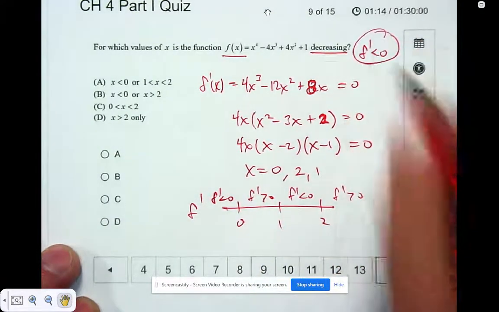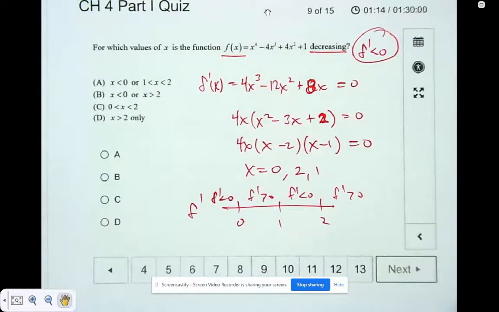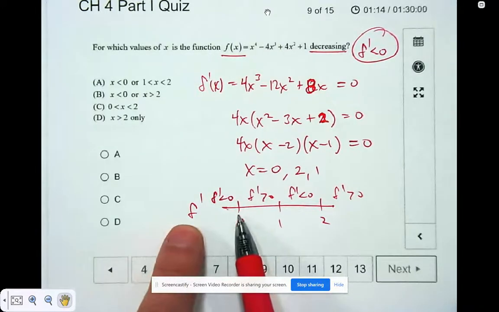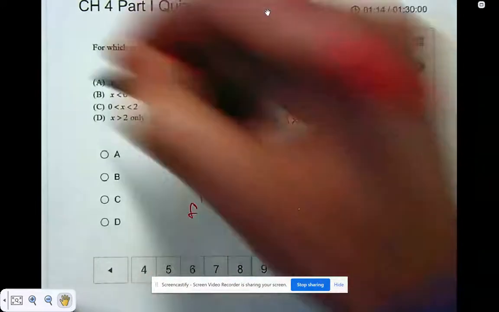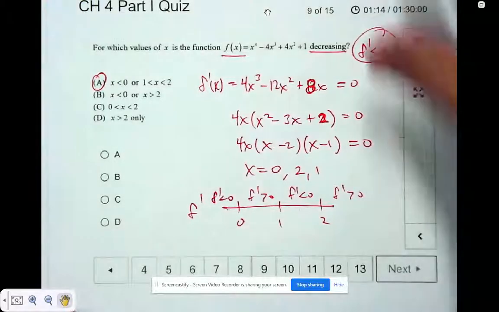So where is it below the x-axis? It seems like, if I did that right, less than 0, and in between 1 and 2. Okay, A.